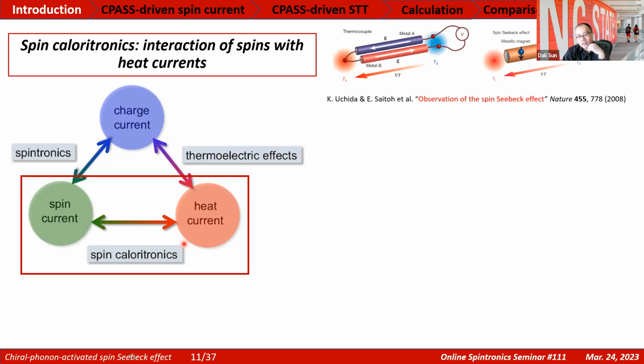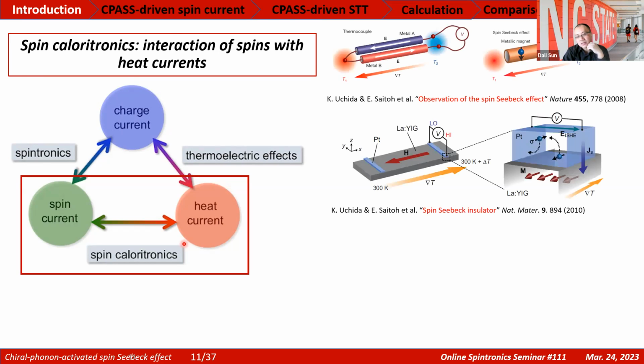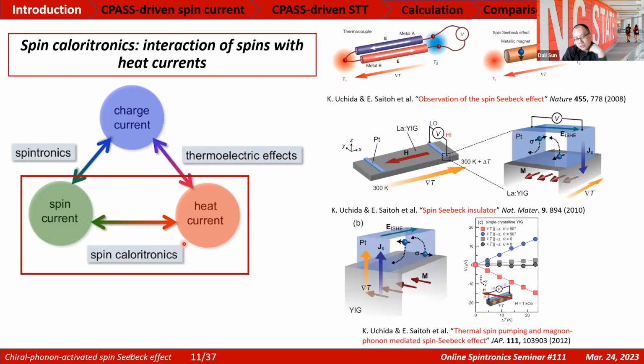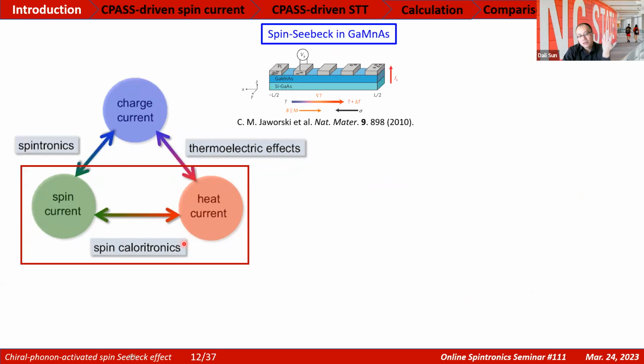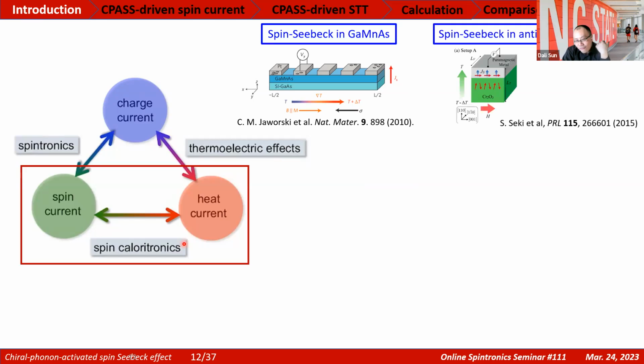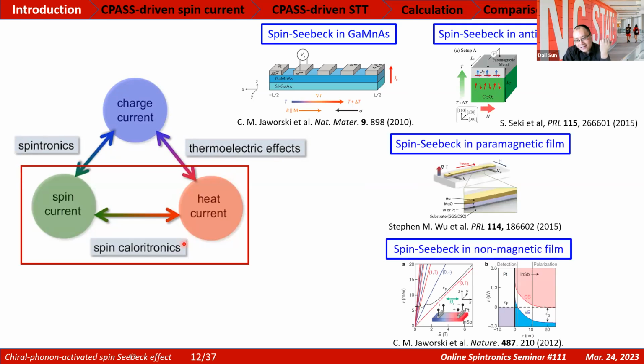This effect has been well known since 2008, by E. Saitoh's group, with the observation of the spin Seebeck effect in Nature. Then the same group reported the spin Seebeck effect in insulators, and also the longitudinal spin Seebeck effect. And then there are many people working on the spin Seebeck effect all around the world, to make this spin caloritronics. Also the spin Seebeck effect can be observed in dilute magnetic semiconductors, in antiferromagnets, even in paramagnets, and also in non-magnetic materials, right? So you can see lots of similar spin Seebeck responses in all kinds of thin films.